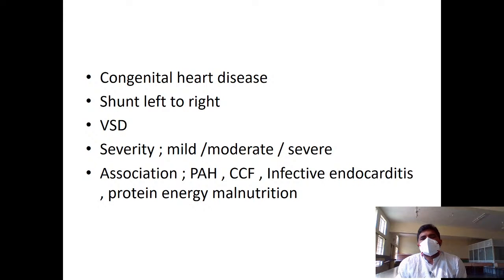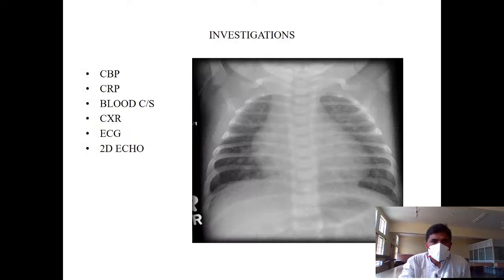So you need to describe in terms of cardiac problem or not, whether it is congenital or acquired in nature, and if it is congenital, whether it is a left to right shunt or right to left shunt, basically cyanotic or acyanotic. And then the exact nature of the congenital heart disease, whether it is VSD, ASD, PDA. And then the severity you need to describe, and the associations: PH, CCF, infective endocarditis, and protein energy malnutrition. Then further questions like what investigations you will ask for.